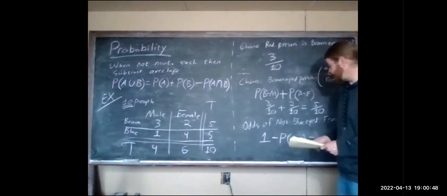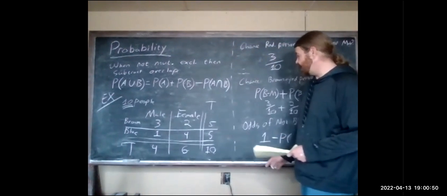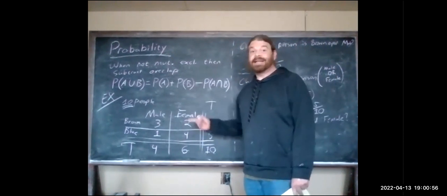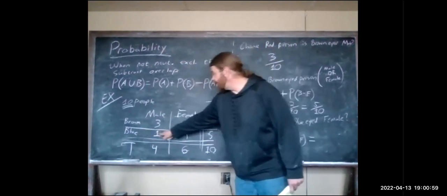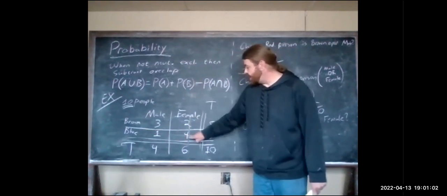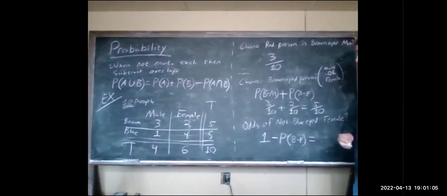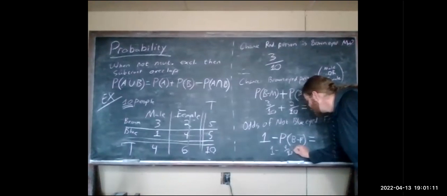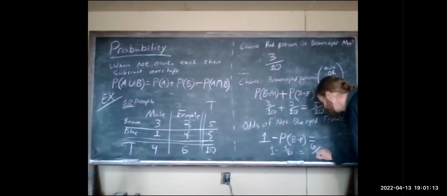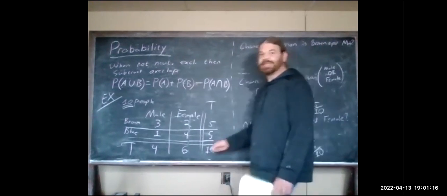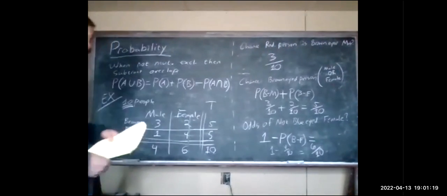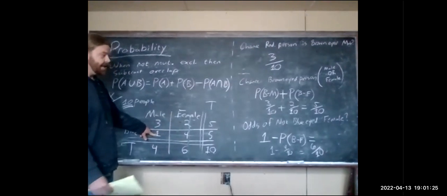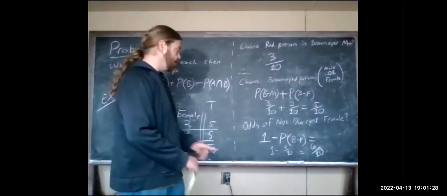So if we take 1 minus that, the probability of a blue-eyed female is a lot easier to find because that's just one of our cells in the chart. And that's an and situation, right? Blue eyes and female intersect at that point. So that's a 4 out of 10 chance. So 1 minus 4/10 gives us 6/10, or 60%, which is what we would have gotten if we added up 30% plus 20% plus another 10%. It's just shorter this way.